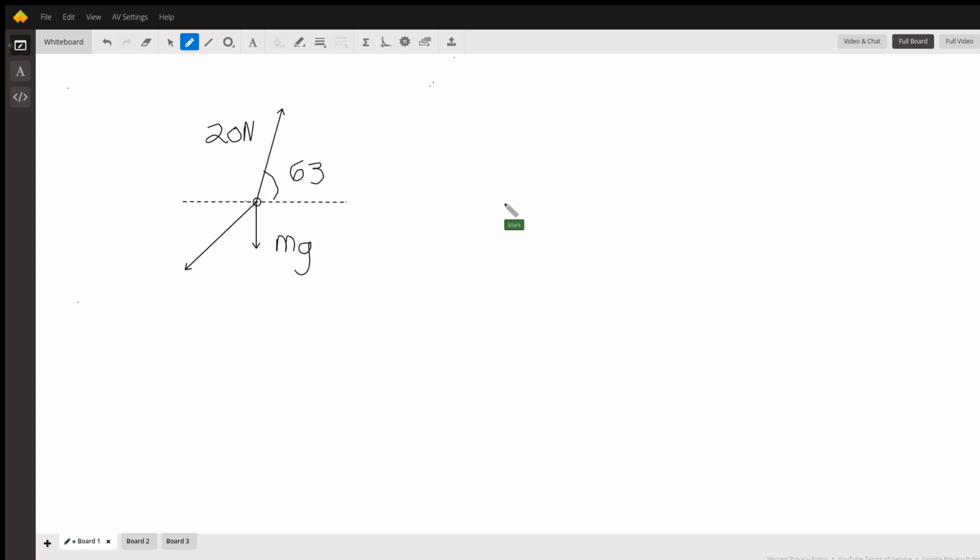And we also know that the tension of the string that is pulling on the kite down and to the left here, as I've drawn it, is 13 newtons. But we don't know that angle. I'm just going to give it a name. I'm going to call it theta for now.